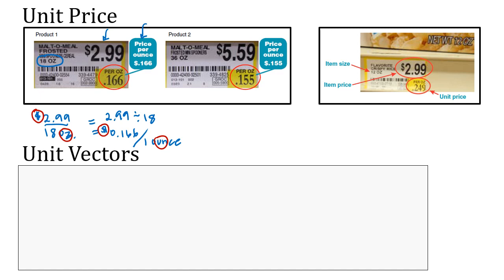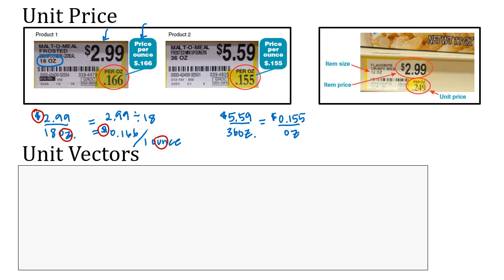I could do the same thing with product 2. In this situation, the price is $5.59, and I'm going to divide that by 36 ounces. And if you put that into your calculator, you would get a price of 0.155, so almost 16 cents per ounce.